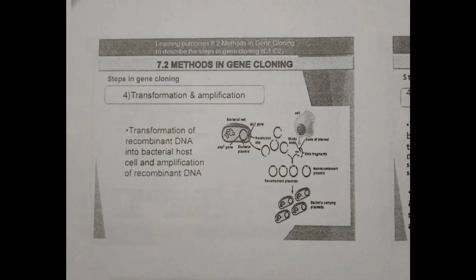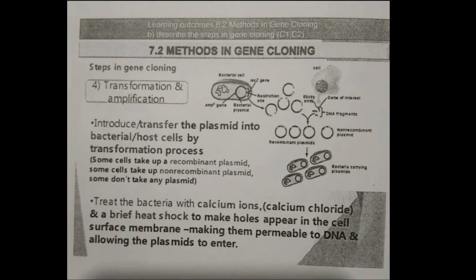Step 4. Transformation and amplification. Transformation of recombinant DNA into the bacterial host cell and amplification of recombinant DNA. This is done by transferring the plasmid into host cells by the transformation process.